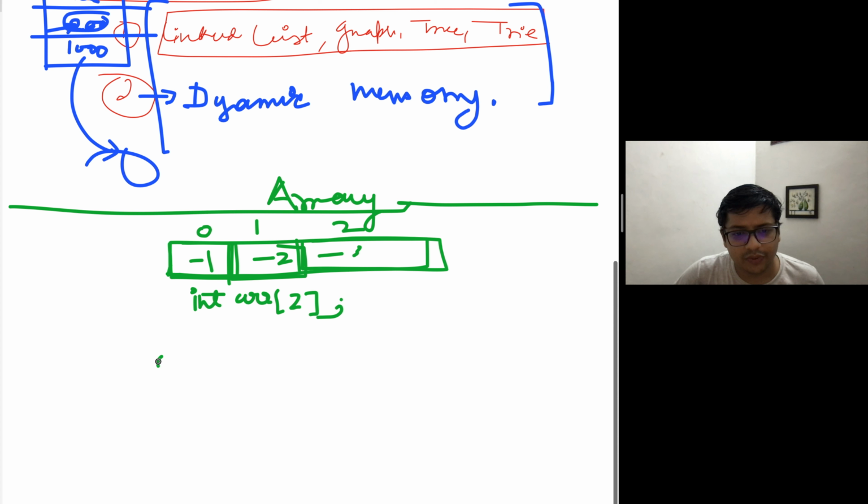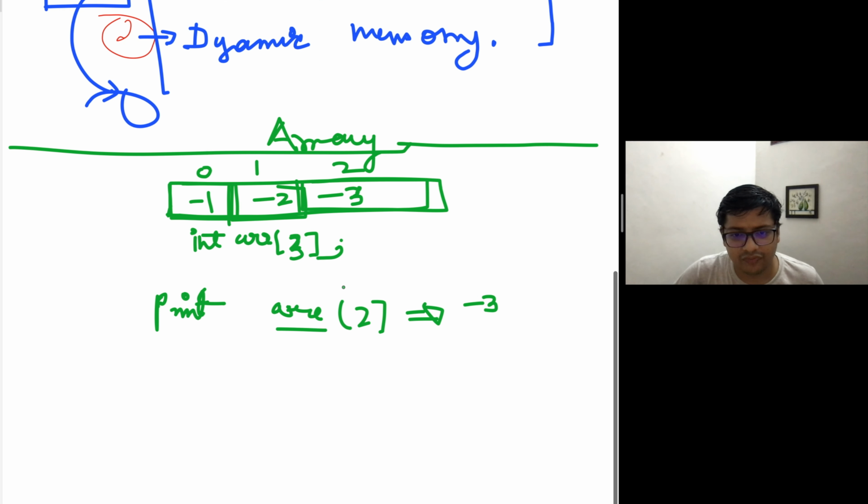If we try to print ARR of 2, suppose we have already stored the values -1, -2, -3, then what will it print? Okay, it needs to be 3 actually, because it has the size of 3. That's why the indexes range from 0 to 2. So it will print -3. What does this ARR mean? We have the square brackets which enclose the index.